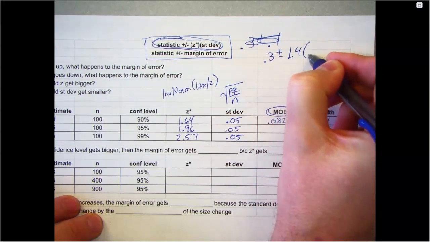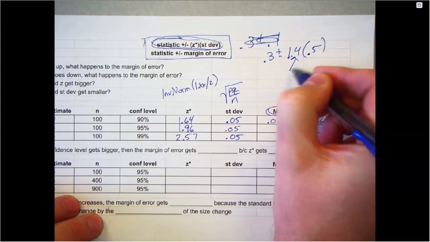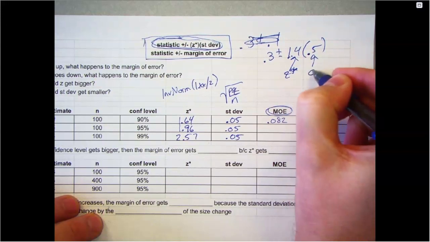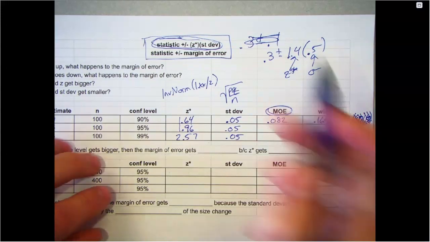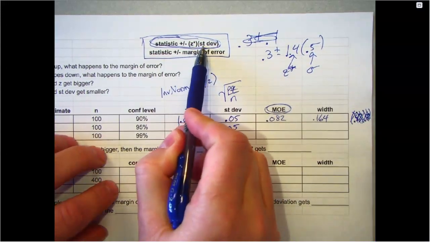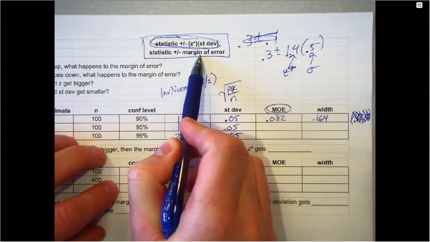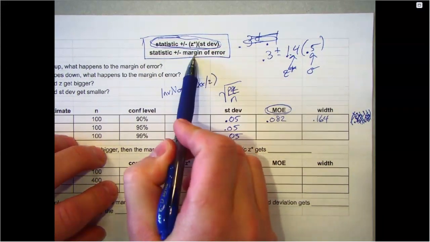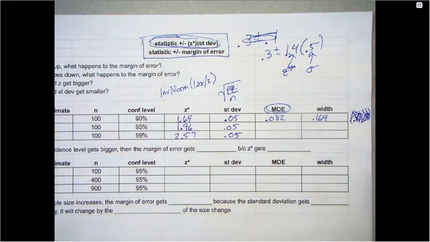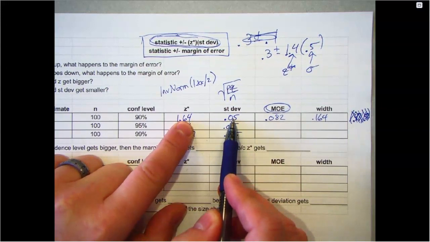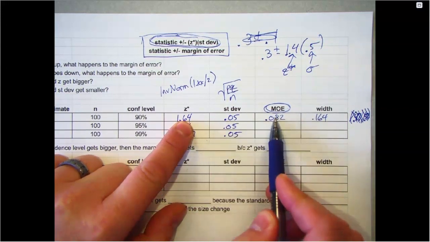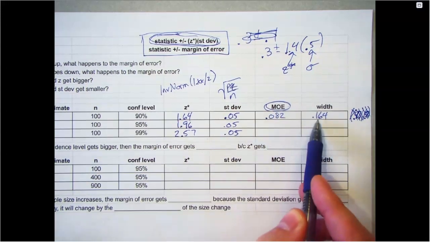0.3 plus or minus 1.4 times 0.5, let's say. That's Z star. That's the standard deviation. What do I do with those two numbers to get the margin of error? Multiply them together. So if you look up here, Z star times standard deviation is the margin of error. Multiplying those two things together will give you the margin of error. So we can just take these two numbers here, Z star times standard deviation, multiply them by each other to get the margin of error, and then double it to get the width.